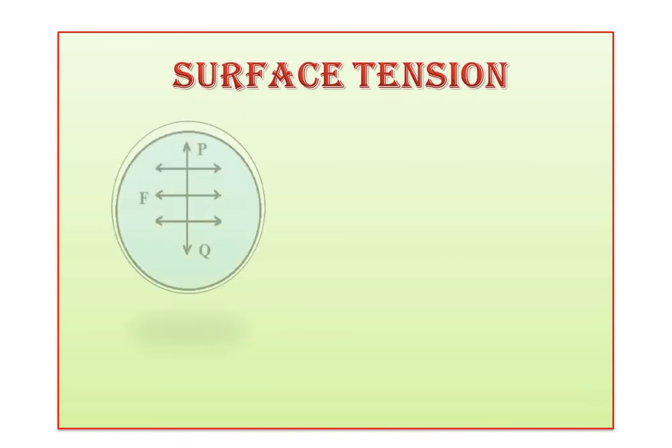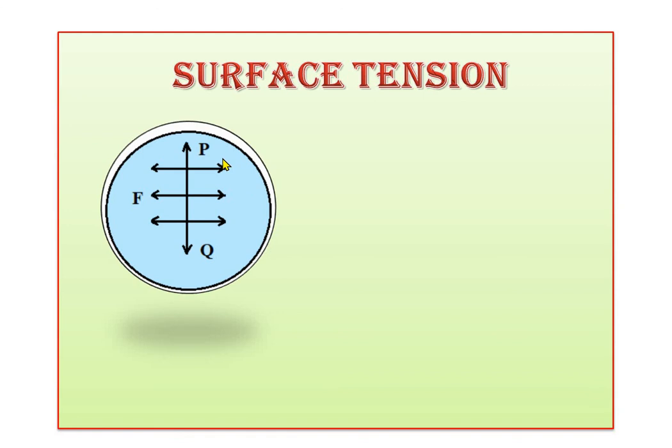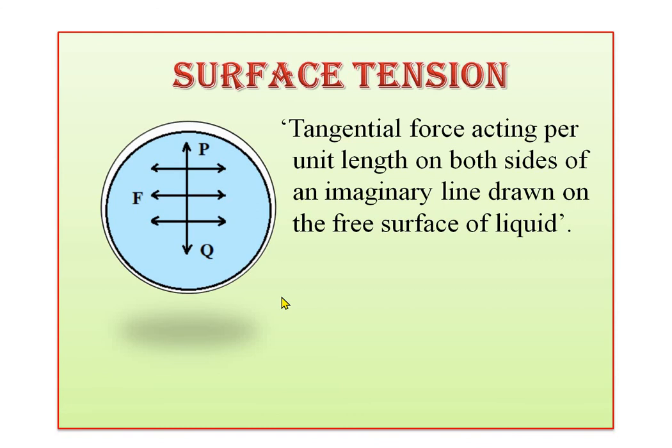Let's see the first image. Imagine a line PQ of length L drawn tangential to the free surface of the liquid. All the molecules on this line experience equal and opposite forces tangential to the surface. This force per unit length is called the surface tension. So by definition, surface tension is the tangential force acting per unit length on both sides of an imaginary line drawn on the free surface of the liquid.